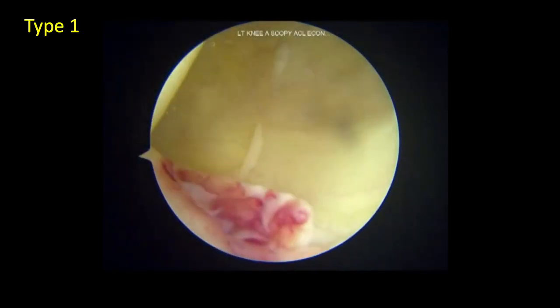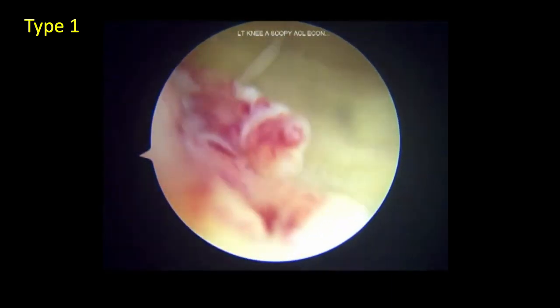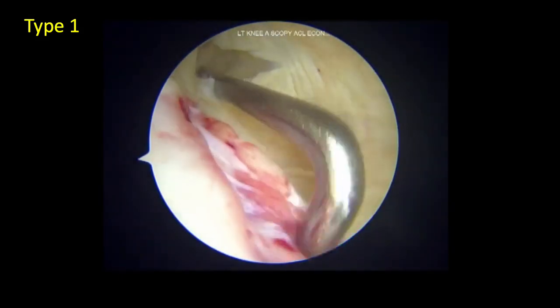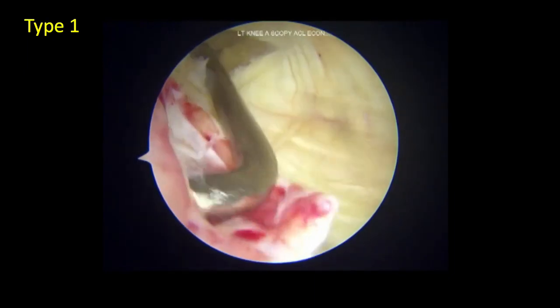The posterior medial compartment is entered by Gilchrist maneuver between medial femoral condyle and posterior cruciate ligament. With knee at 90 degrees of flexion, high posterior medial portal is created.